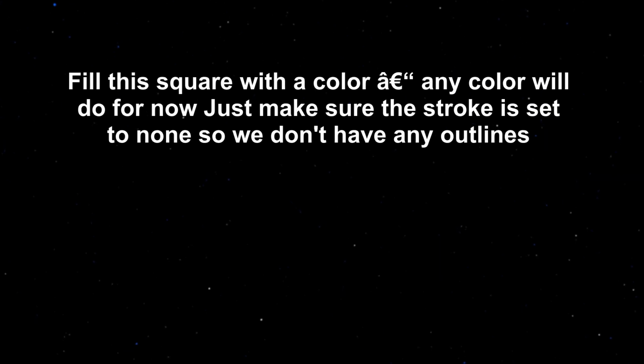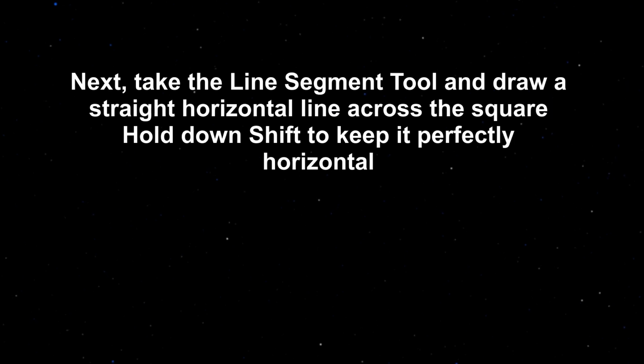Fill this square with a color. Any color will do for now. Just make sure the stroke is set to none so we don't have any outlines. Next, take the line segment tool and draw a straight horizontal line across the square. Hold down Shift to keep it perfectly horizontal.